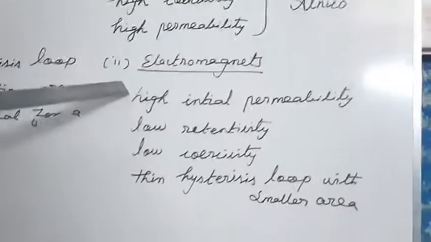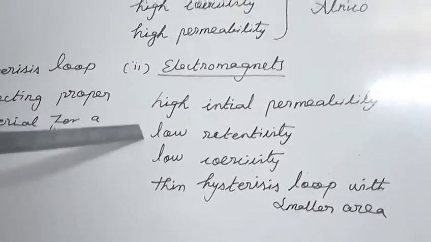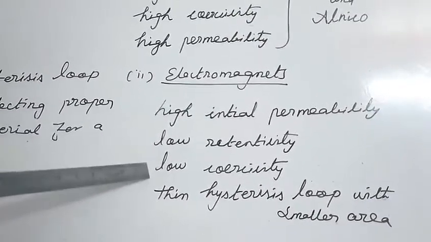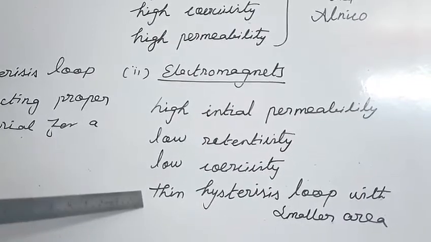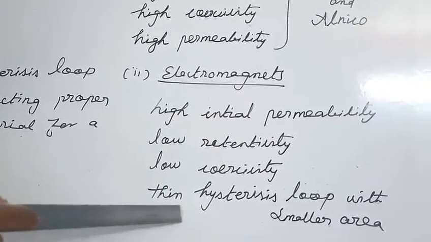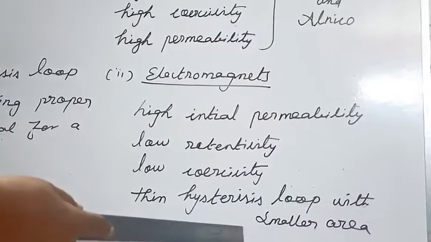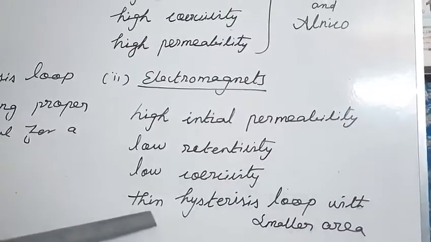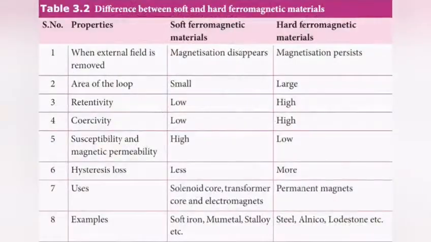Next, electromagnets. The materials with high initial permeability, low retentivity, low coercivity, and a thin hysteresis loop with a smaller area are preferred to make electromagnets.